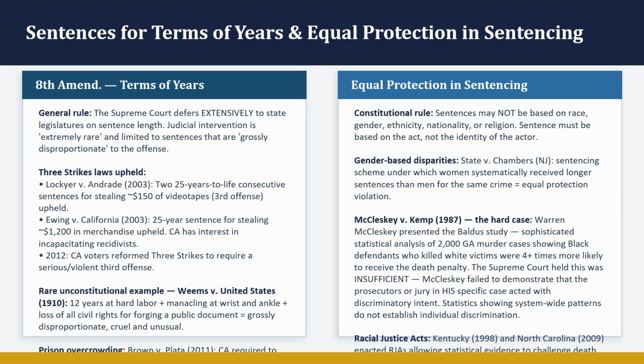The Racial Justice Acts in Kentucky and North Carolina attempted to address McCleskey by allowing statistical evidence of racial bias as a basis for challenging death sentences. North Carolina's act was repealed after producing several successful challenges.